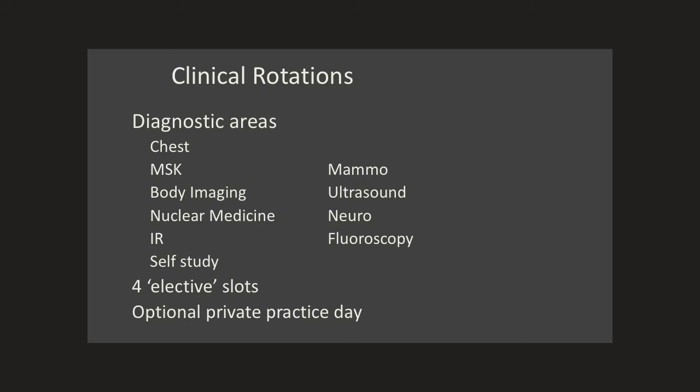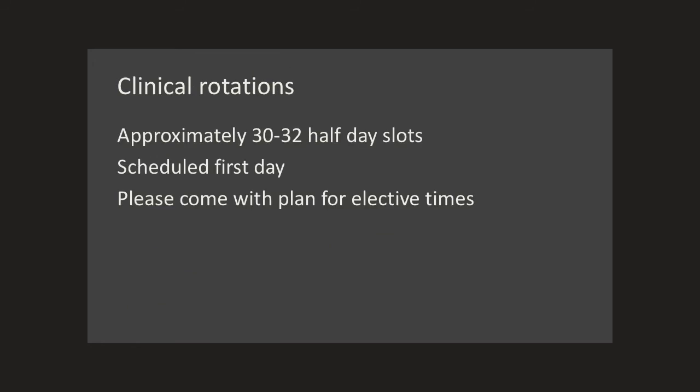About half of your time in the 4-week elective will be spent on clinical rotations in the diagnostic areas listed here. So you'll be assigned to one of these different diagnostic areas every day. There is also some self-study time, and there are 4 potential elective slots, and you can decide where you want to spend that time. So you could spend it in self-study, you could spend it as an optional private practice day or 2, or you can do additional time in any of these clinical areas depending on your future career interests. These clinical rotations will be scheduled the first day, so please come with some proposed plans for the elective time.